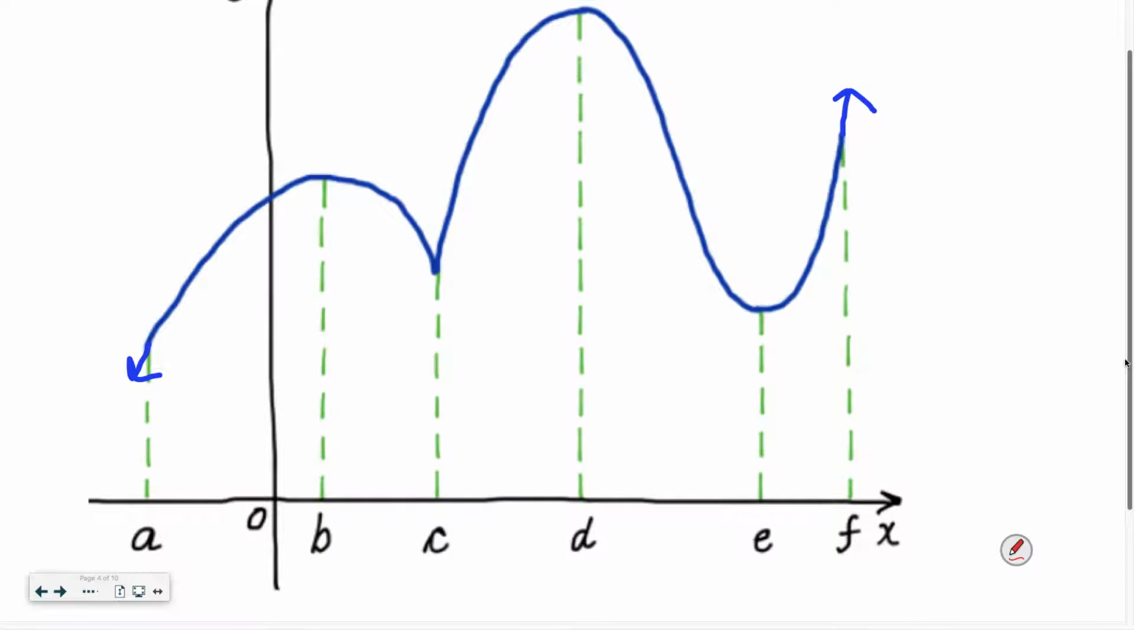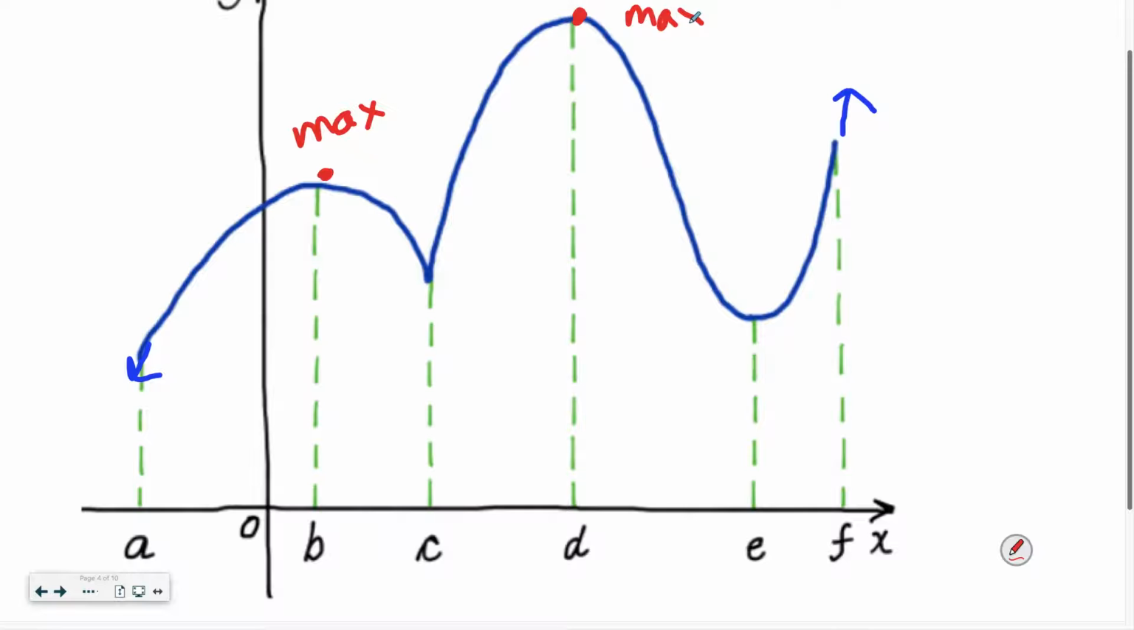Okay. Pierce, give me a maximum. B is a maximum. Allie, what is the slope at B? Good. Another maximum, Max. D. What's the slope there? 0. Good. Another maximum. Is there another one?